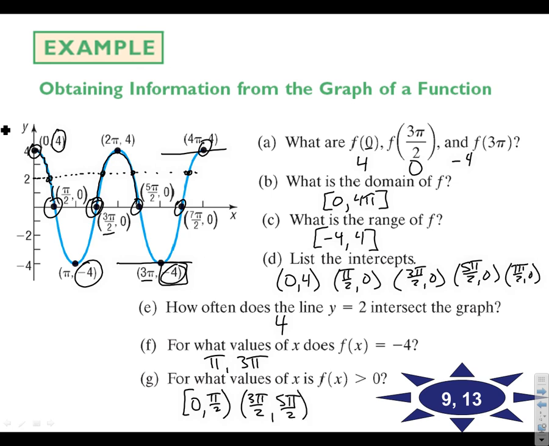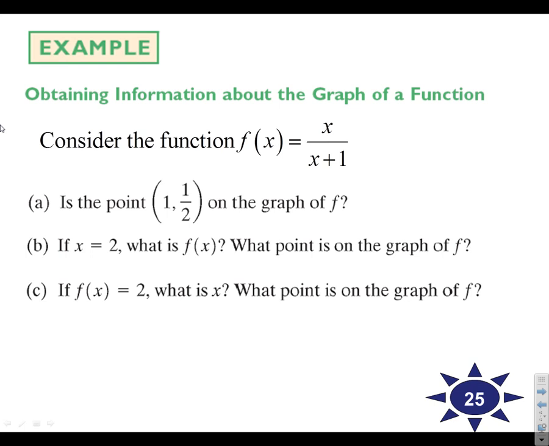And then again from 7 pi over 2 all the way up to 4 pi. And we touch 4 pi there, and we stop. Those are the x values for when y is positive. Okay, try similar things on problems 9 and 13.